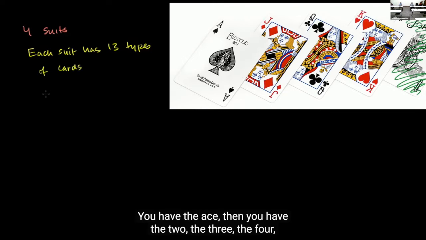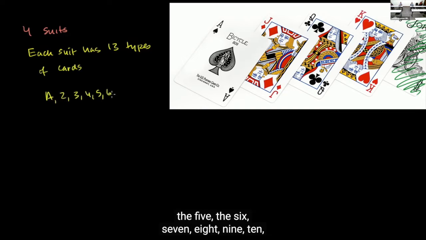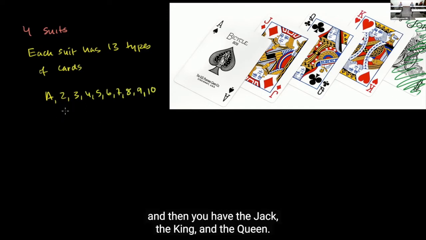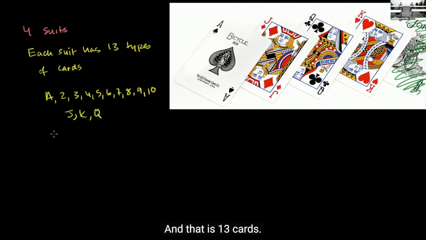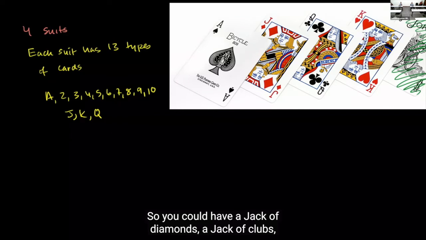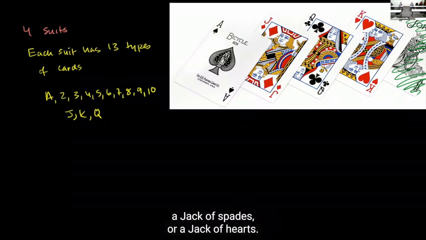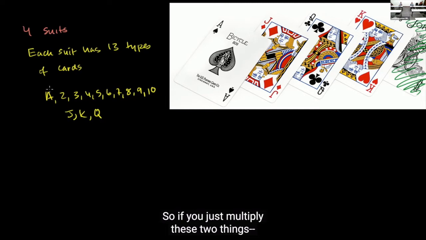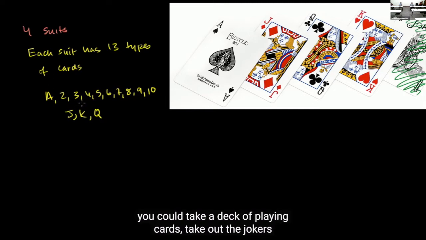You have the ace, then you have the 2, the 3, the 4, the 5, the 6, 7, 8, 9, 10, and then you have the jack, the king, and the queen, and that is 13 cards. So for each suit, you can have any of these. For any of these, you can have any of the suits. So you can have a jack of diamonds, a jack of clubs, a jack of spades, or a jack of hearts.